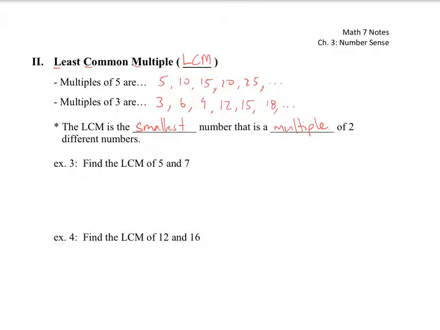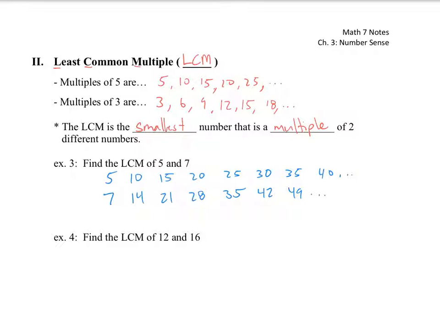I hate when it goes on forever. So least common multiple of 5 and 7. So let's list them a minute. So we got our 5s. We got 5, 10, 15, 20, 25, 30, 35, 40. We keep going, right? 7s. 7, 14, 21, 28, 35, 42, 49. All right, we keep going.